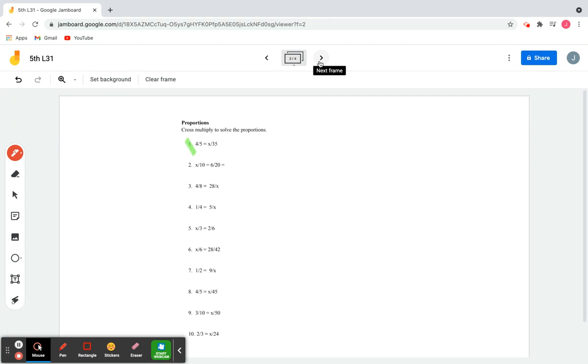And the next one is proportions. And we're going to cross multiply to solve the proportions. So let's work on number 1. We have 4 over 5 is equal to x over 35. So I'm going to cross multiply. So I'm going to multiply x and 5, and then 4 and 35.